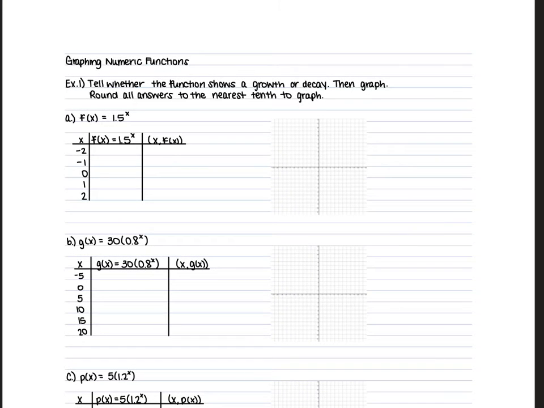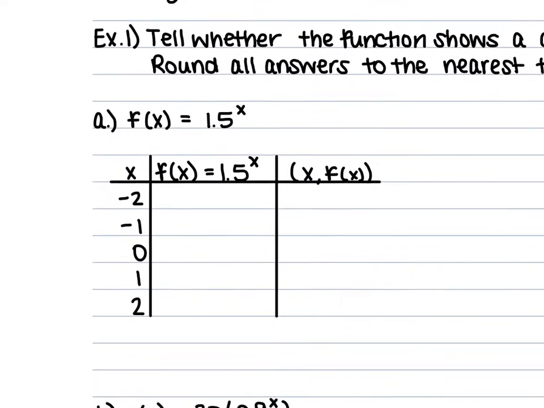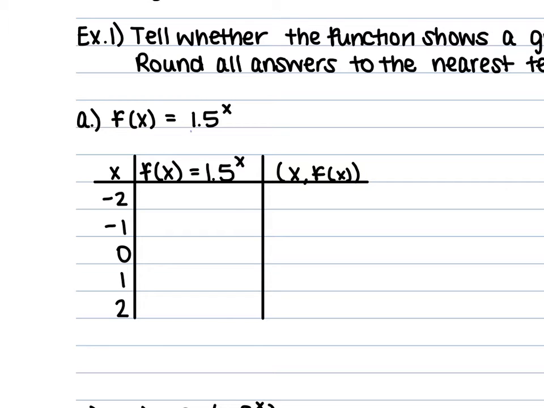So we look at our first examples that we are doing together. We have graphing numeric functions. So with these, I'll give you your x values, use your calculator, type in the function, and get your answer. So with the first one, we're telling whether it has a growth or decay, then we're graphing, and we're rounding all of our answers to the nearest tenth in order to graph. So if we look at this example, that 1.5 is a number that's greater than 1, so this is a growth.